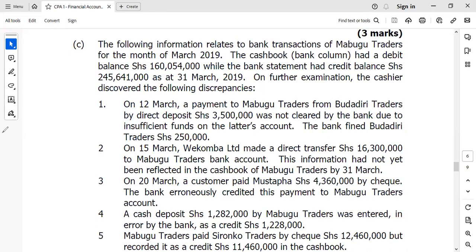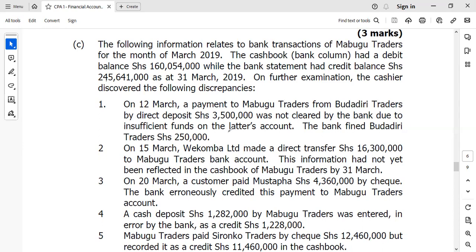So in part A, as you're adjusting your cash book, you'll have to credit the adjusted cash book of Mabugu Traders by 3.5. Why a credit? This was a payment that was made by one of the customers of Mabugu Traders, that is Budadili Traders.